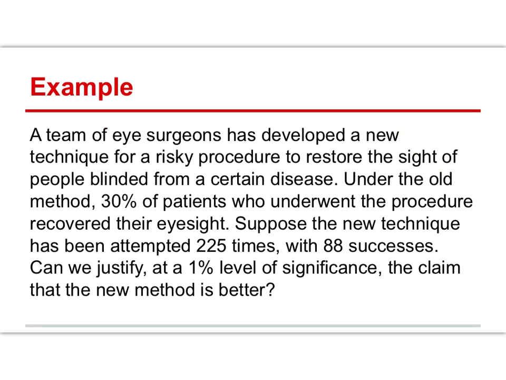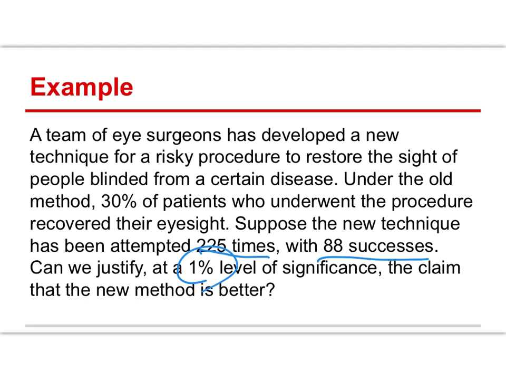So here's our example. A team of eye surgeons has developed a new technique for a risky procedure to restore the sight of people blinded from a certain disease. Under the old method, 30% of patients who underwent the procedure recovered their eyesight. Suppose this new technique has been attempted 225 times with 88 successes. Can we justify, at a 1% level of significance, the claim that the new method is better?